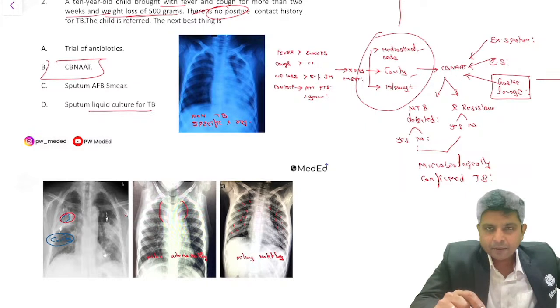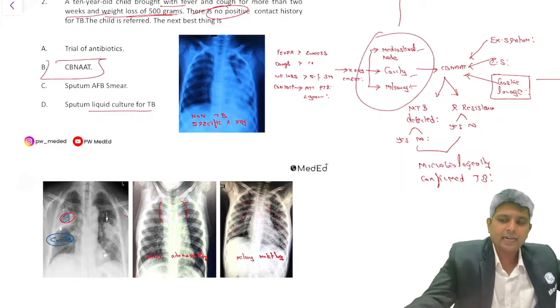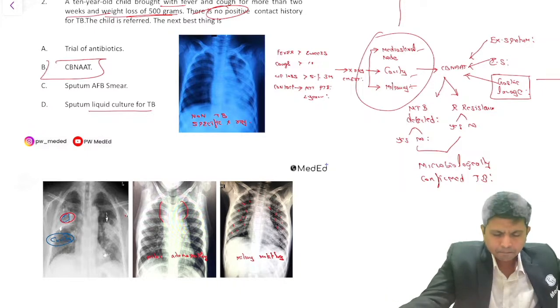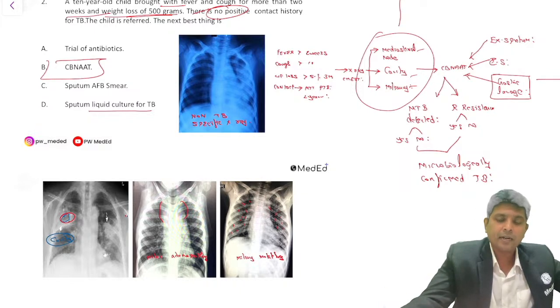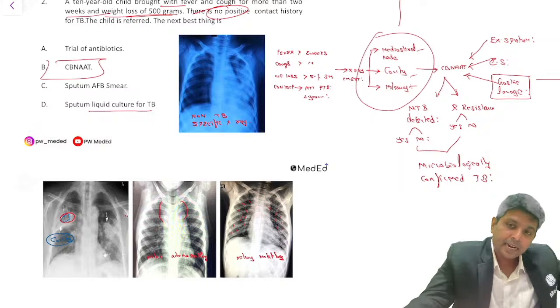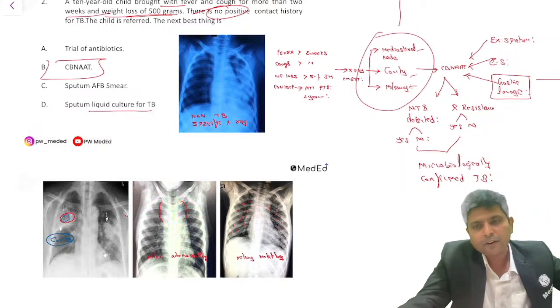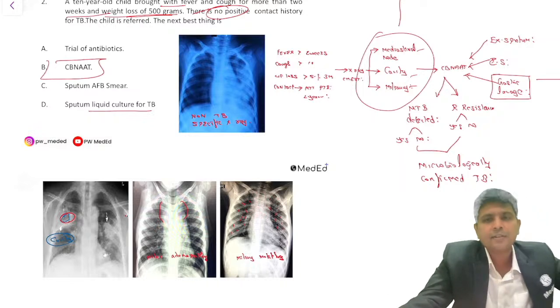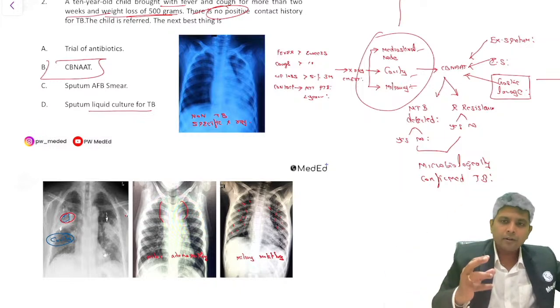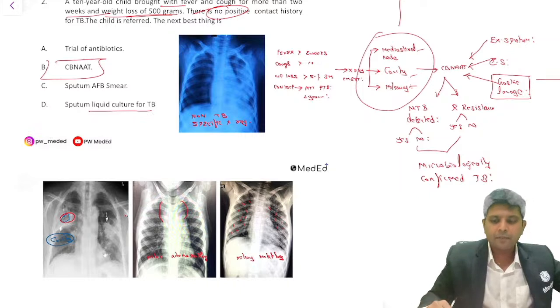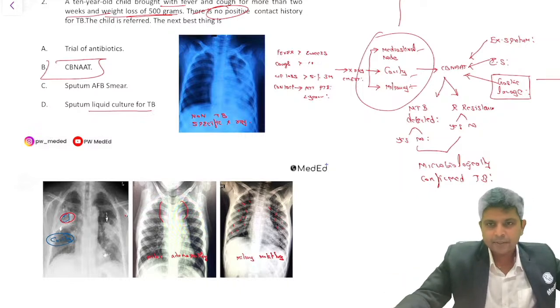If the trial of antibiotics failed, I will go for an indirect test, Mantoux or IGRA. If it is positive, again I will send the sample for CBNAAT. If it is negative, still I will start ATT, but I will send the sample for liquid culture because it is more sensitive to pick up Mycobacterium tuberculosis. So you have microbiologically confirmed TB, start ATT if CBNAAT is positive.